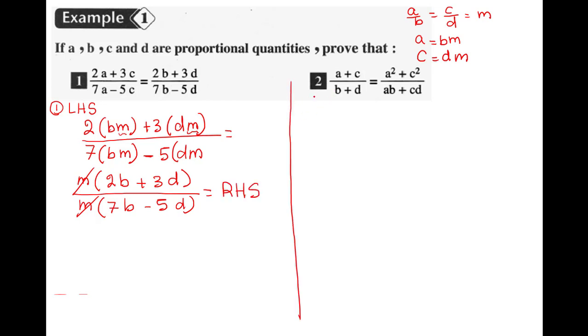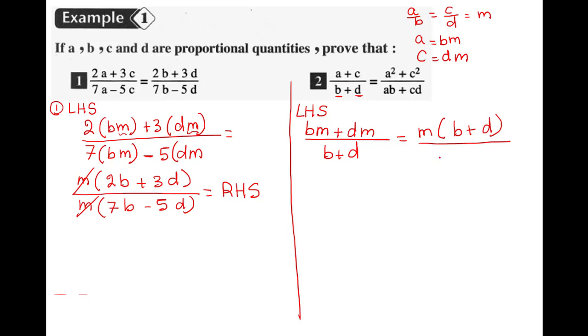Here we're going to do the same thing. The left-hand side, instead of A we're going to put BM, plus instead of C we're going to put DM. But in my denominator I have B and D, so I can keep them as they are. Here I can take M as a common factor. It will leave me B plus D, and in my denominator I have B plus D. Then this can go with that, and the result is M.